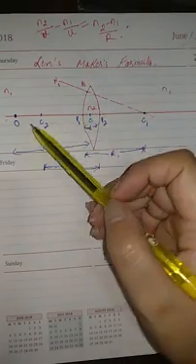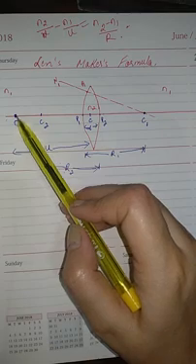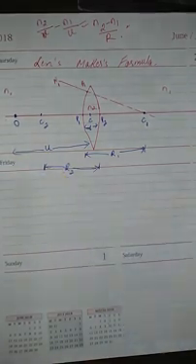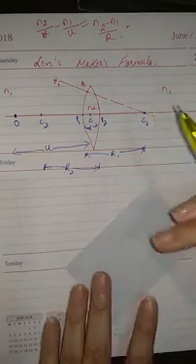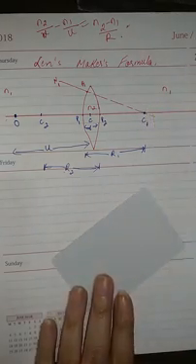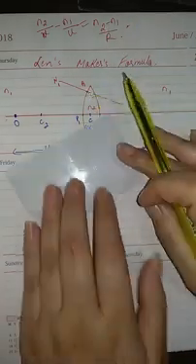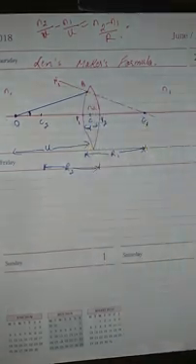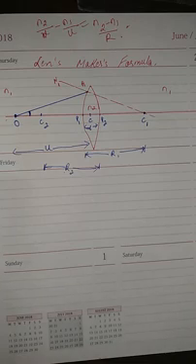Now light will fall from this object onto the lens. So let us draw the incident ray from object O, and it falls on the lens at this point A. The incident ray is OA, and an angle is made between the principal axis and the incident ray.